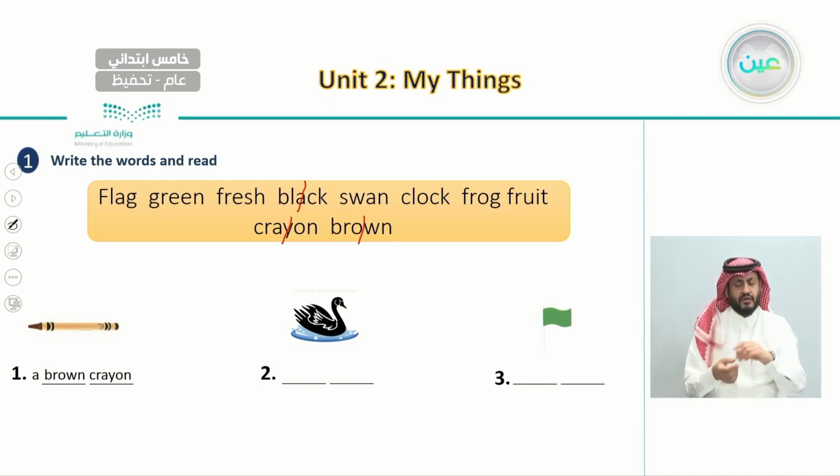Can we call it black flag or black fresh or black swan or black frog? Of course, it is a black swan, black swan. So here we go, and we cross also the word swan. Now this will leave us with only 6 remaining words. Now let's read number 3.